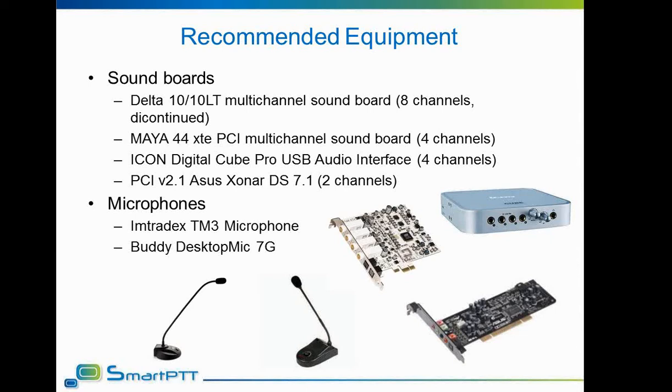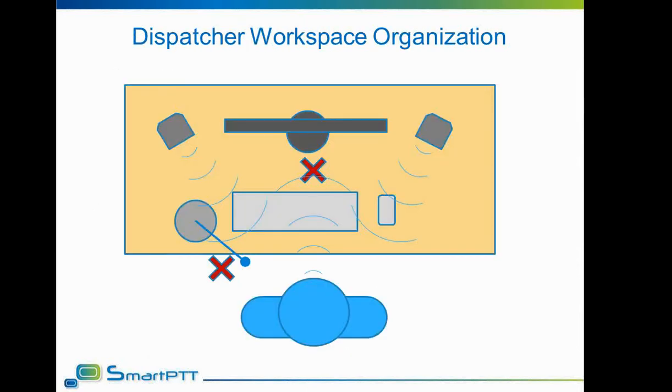Next slides will describe common problems with organizing the dispatcher's workspace. Here you can see incorrect dispatcher workplace organization. The dispatcher is not speaking to the microphone. Instead, his microphone is beside him, and his voice is not directed to the microphone. However, sound from the speaker is going right into the microphone, causing only echo to be heard by radio users when the dispatcher is trying to say something.